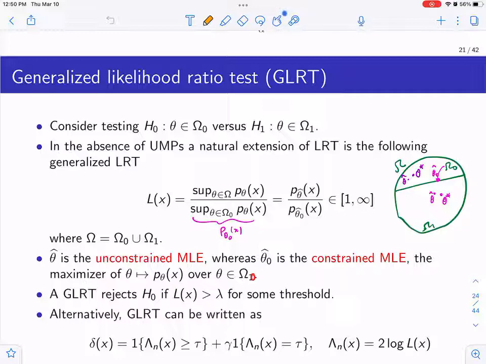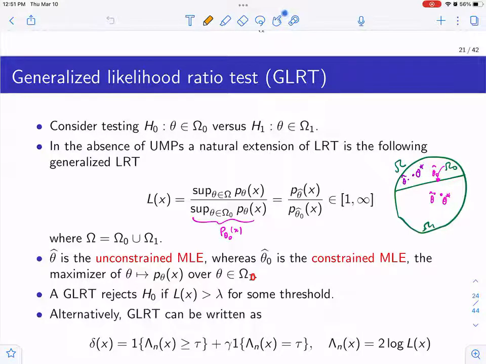What you do is you look at the maximum likelihood over the entire parameter space and over the null parameter space, and you form the ratio. We sort of argued that this has to be very close to 1 when we're under the null, and hopefully large when we are away from the null. So the idea is to threshold this. When this is large, we're going to reject.